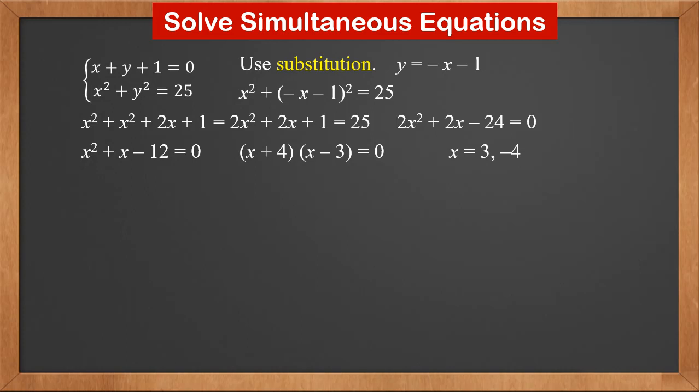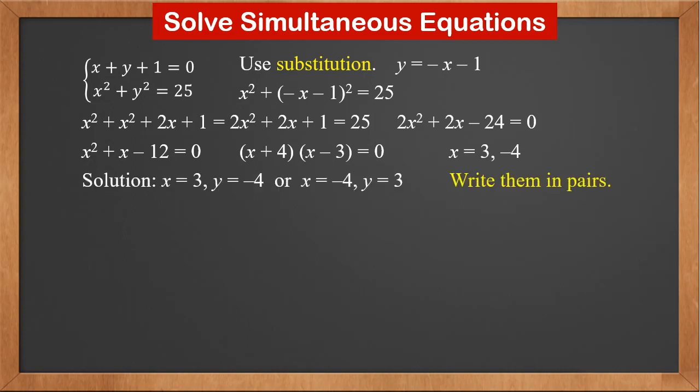We get x squared plus x minus 12 is 0. Factorize it. And we have x plus 4 times x minus 3 is 0. Therefore, x is 3 or minus 4. Substitute x back into y equals minus x minus 1. We get the solution as x equals 3 and y equals minus 4, or x equals minus 4 and y equals 3. Remember to write them in pairs so that the correct x matches the correct y.